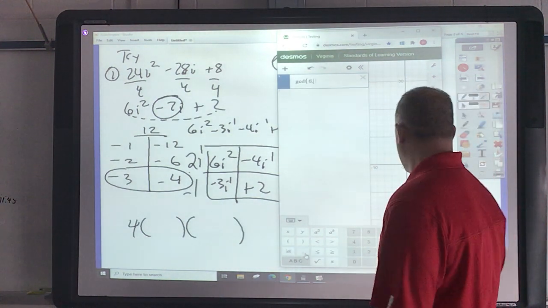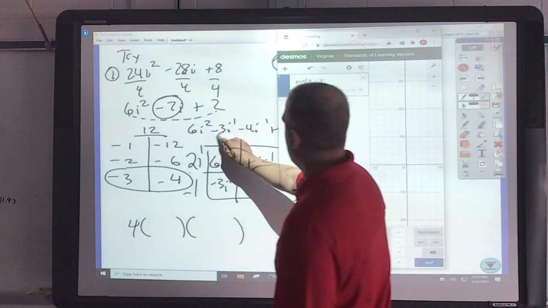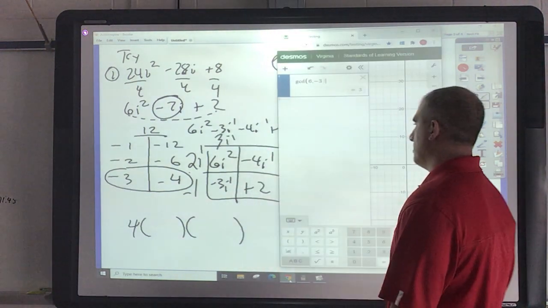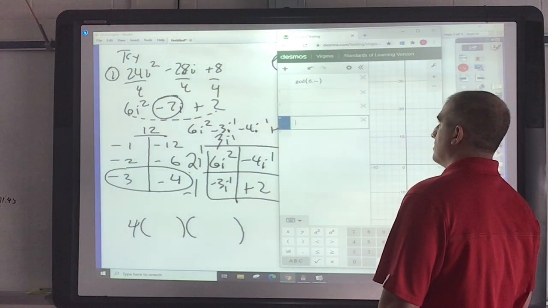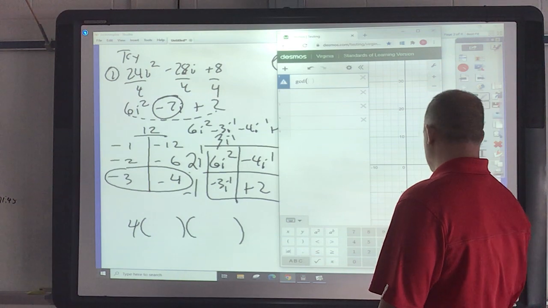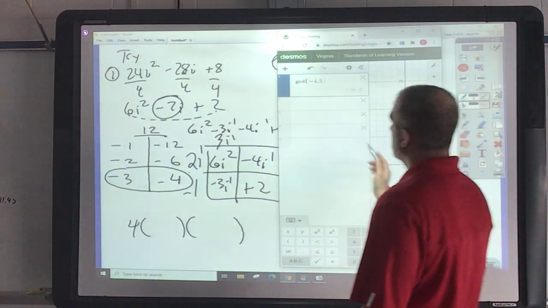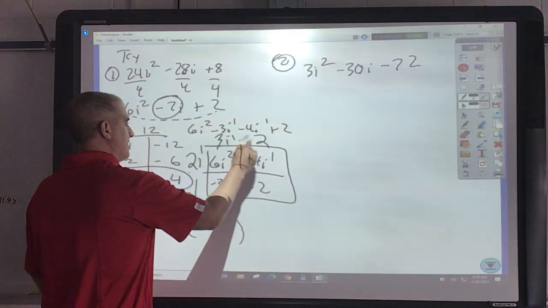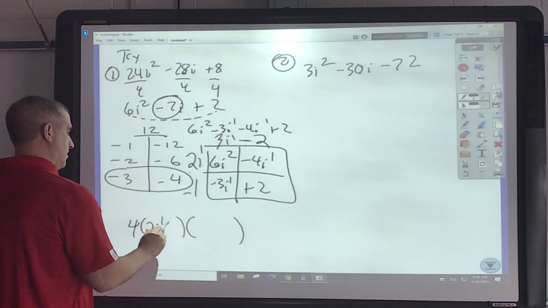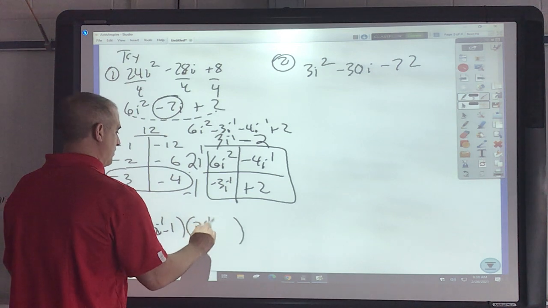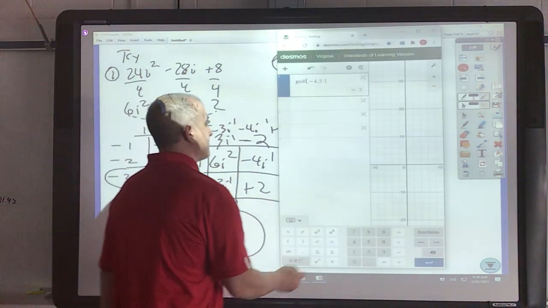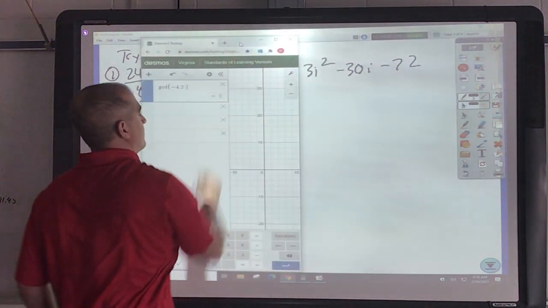6 and negative 3 gives me 3. Both have i, so i to the first because that's the smallest exponent. And then negative 4 and 2. Okay, it's 2. Okay, there's a minus there. This has an i, this doesn't. So I got 2i to the first minus 1, 3i to the first minus 2. Boom, those are my answers. Okay? All right, let's do this one together.